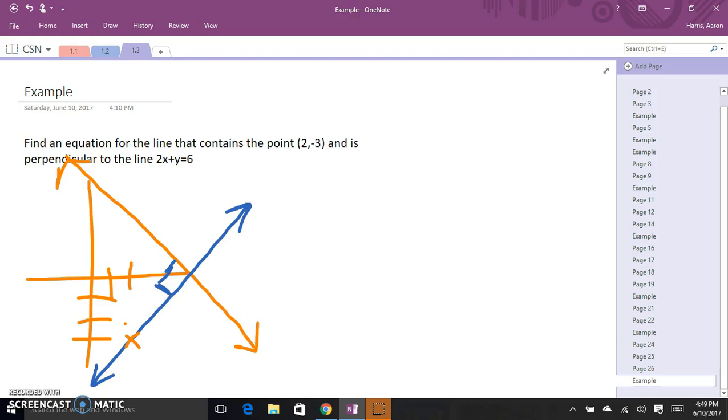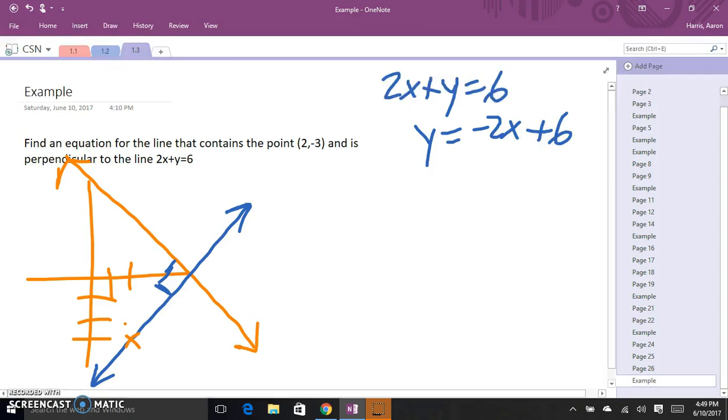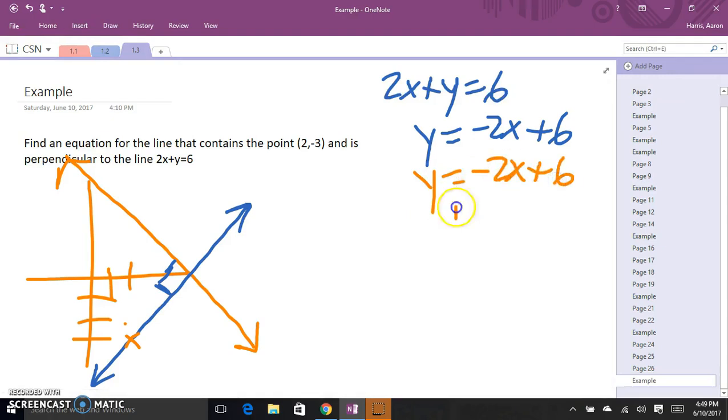So we still do the same first step, which is find the slope of the given line. So here's our 2x plus y equals 6. I put that in slope-intercept form. So I know the slope, I should do this in orange. I know the slope of that orange line is -2. Okay, so this slope is -2.